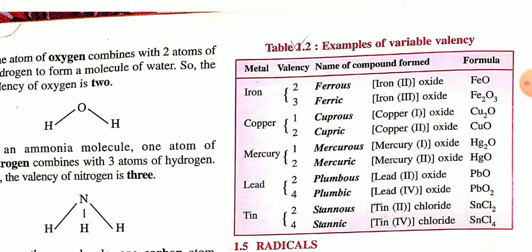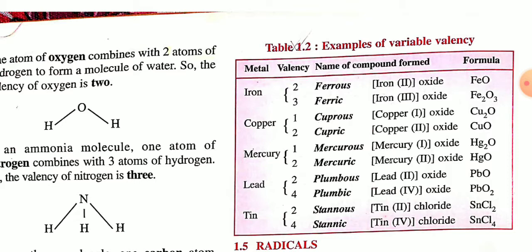Similarly, copper can show two types of variable valency. One is copper 1 and another is copper 2, that is Cu+ and Cu2+. Cu+ is known as cuprous and Cu2+ is known as cupric. Similarly, mercury can show two types of valency, 1 and 2, and Hg+ is known as mercurous and Hg2+ is known as mercuric.